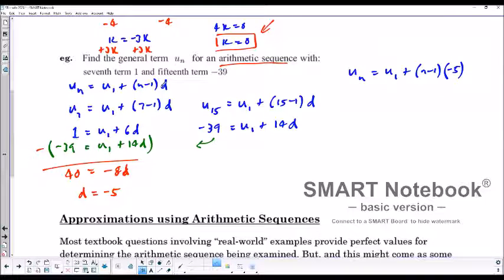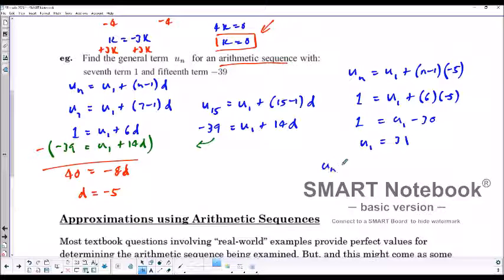Okay, and then we can just take one of those, whichever one we like. I'll use the seventh term because it's a little bit easier. So I'm going to substitute it in here. We still don't know u sub 1, but the seventh term, n becomes 7, of course. We substitute 7 in, so that gives us 6 times negative 5. So 1 equals u sub 1, sorry, 1 equals u sub 1 minus 30. Add 30 to both sides, so u sub 1 is 31.